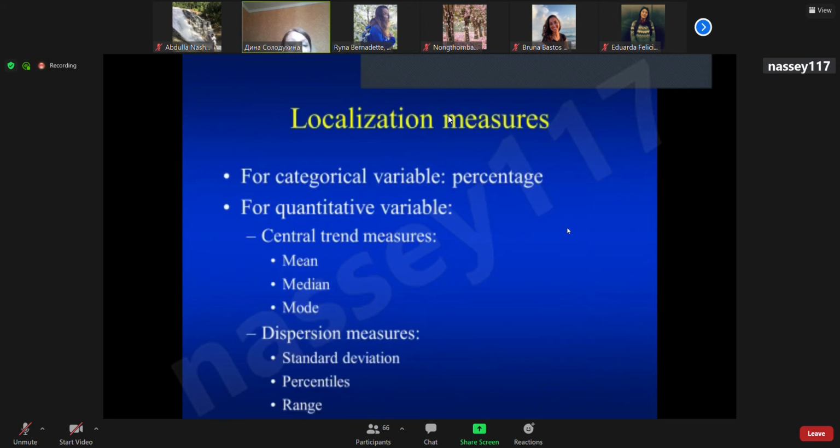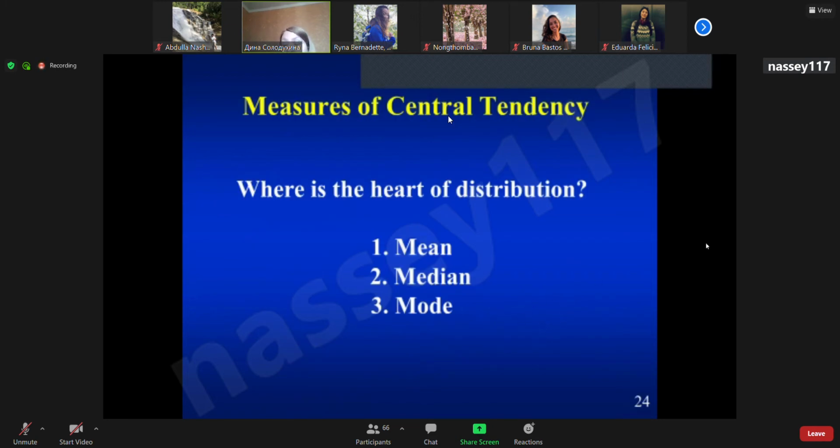Okay, still in many situations when we deal with quantitative data, we will calculate measures of localization, or we call them central trend measures, mean, median, and mode, and we calculate dispersion measures like standard deviation or range. So for any data set, it's very important to determine the heart of the distribution, or what we call measures of central tendency. As I have mentioned, there are three: mean, median, mode.